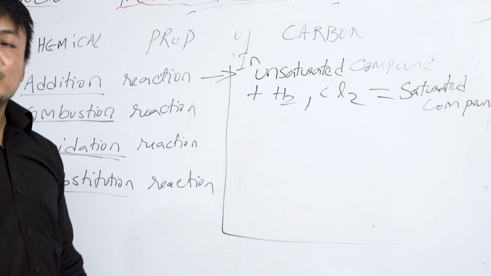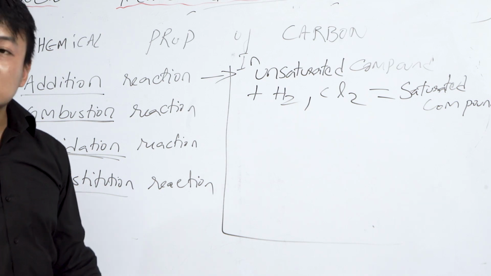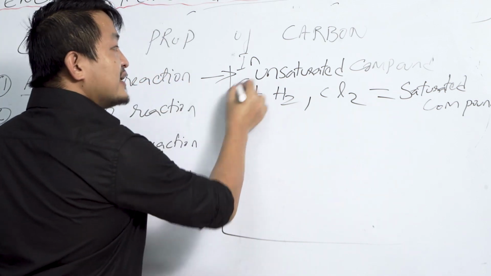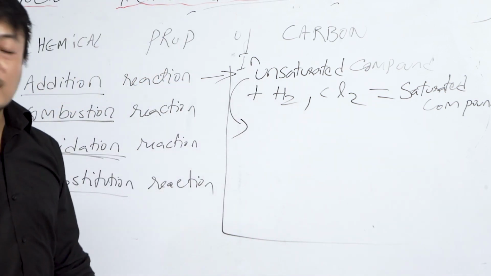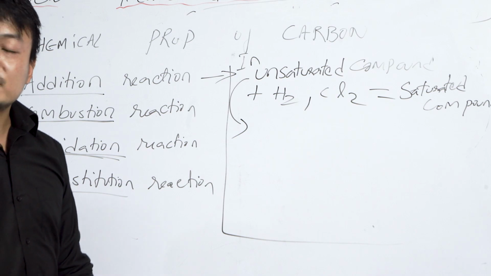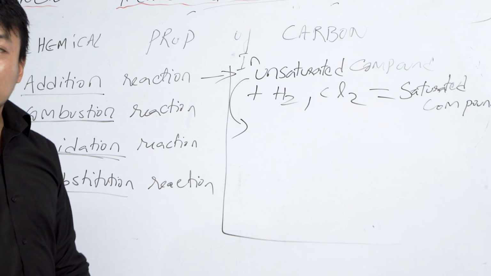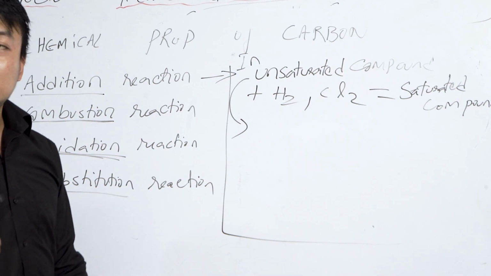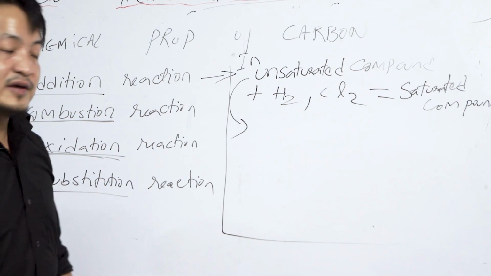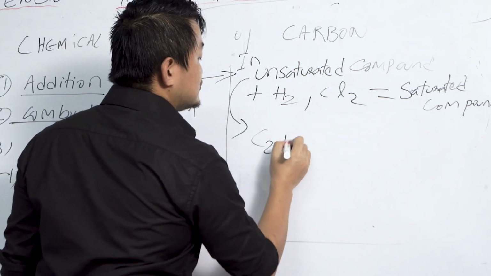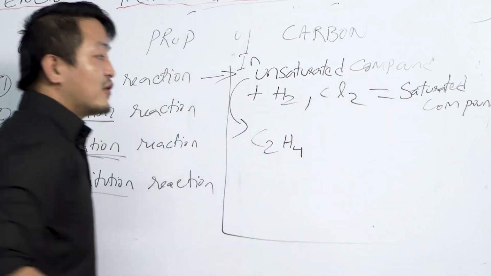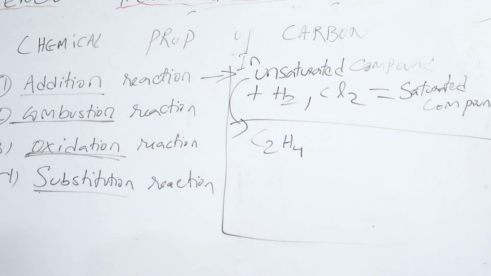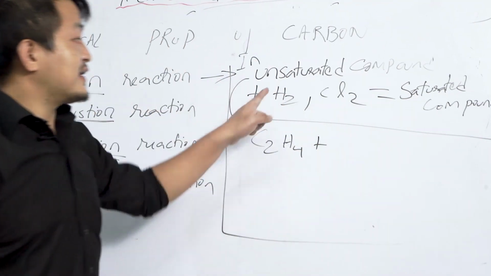We need a catalyst. What is a catalyst? A catalyst makes the reaction faster. Now, students, let's take an unsaturated compound. Unsaturated means we have studied alkene and alkyne, right? So we'll use the first member of the easiest one, alkene, that will be C2H4. Clear?